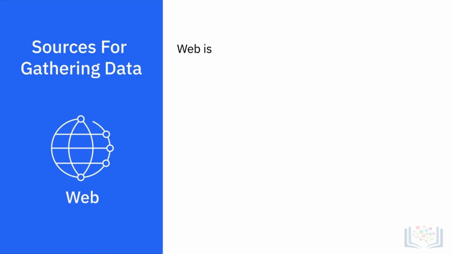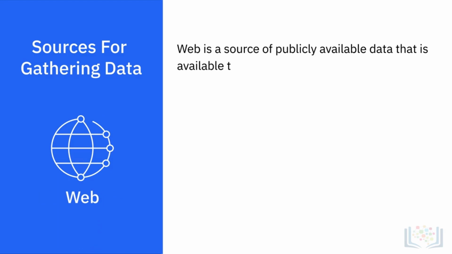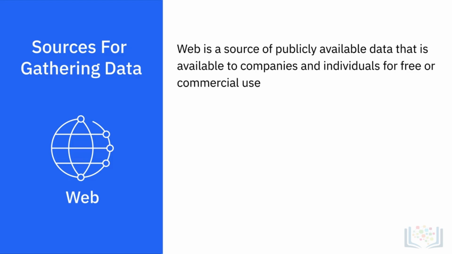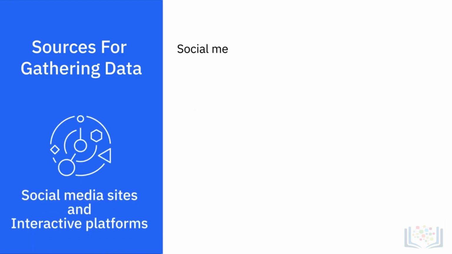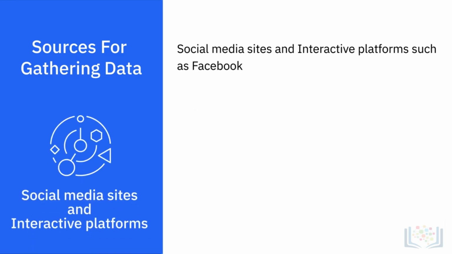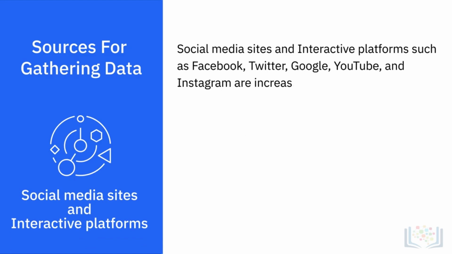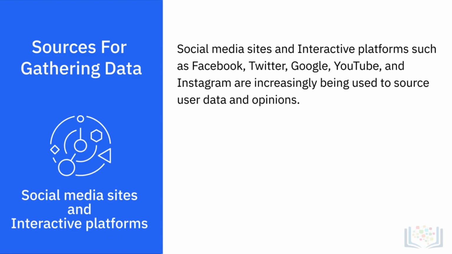The web is a source of publicly available data that is available to companies and individuals for free or commercial use. The web is a rich source of data available in the public domain. These could include textbooks, government records, papers, and articles that are for public consumption. Social media sites and interactive platforms such as Facebook, Twitter, Google, YouTube, and Instagram are increasingly being used to source user data and opinions. Businesses are using these data sources for quantitative and qualitative insights on existing and potential customers.